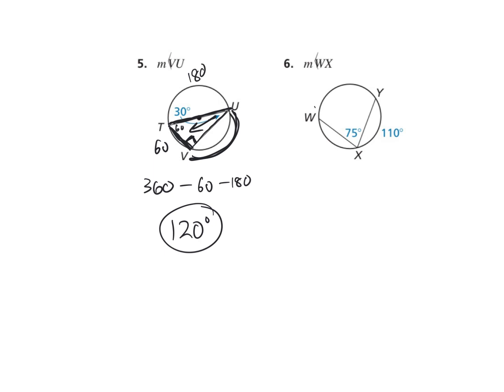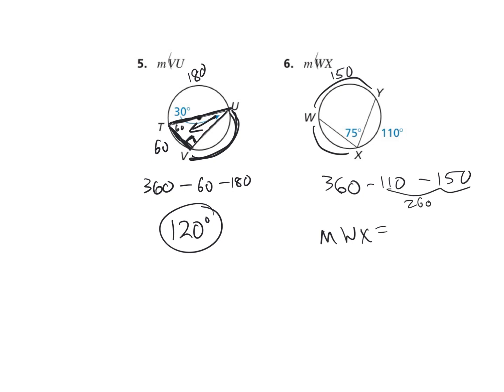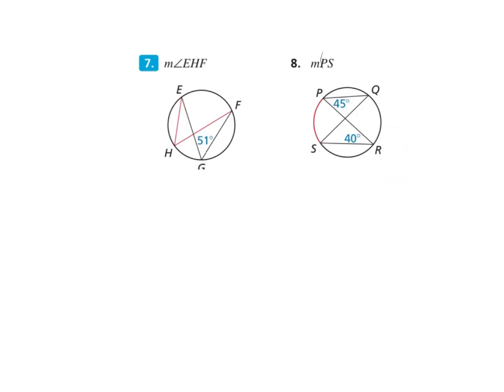All right, now this is 75, that means WY is 150, but it's asking for WX. Okay, so 360 minus 110 minus 150 will give us WX. So the measure of WX, 360, let's see, this is 260. 360 minus 260 is 100 degrees. Okay, and if we do half of 100, that makes that 50 there. Okay, EHF. EHF is going to be 51. It has to be the same as angle G because they share the same arc.